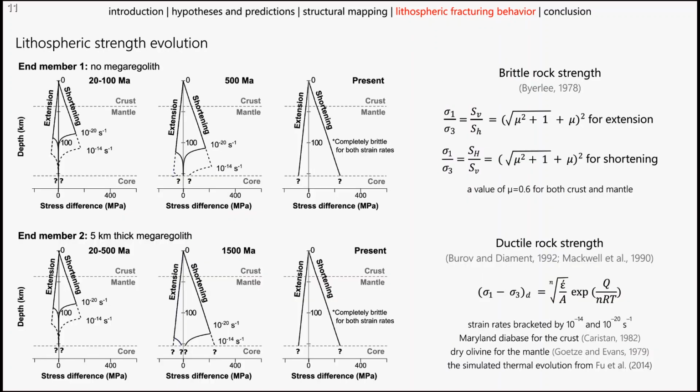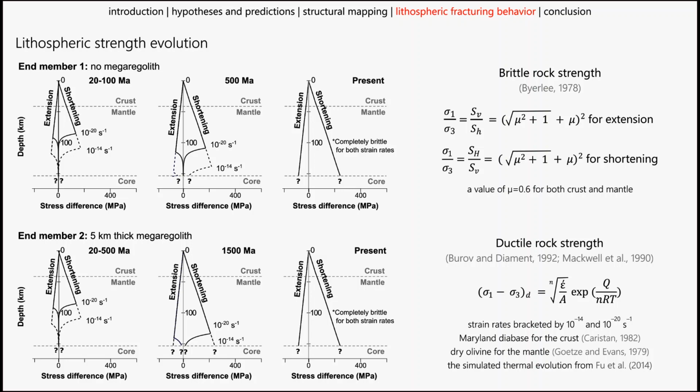We then calculate the lithospheric strength evolution of Vesta based on both brittle and ductile rock strength, with the thermal evolution model from Ford et al. 2014 and other commonly used and published parameters. All cases show that brittle deformation is the most dominant in both crust and mantle regardless of time, and of the cooling end-member cases, with or without a thick layer of megaregolith.